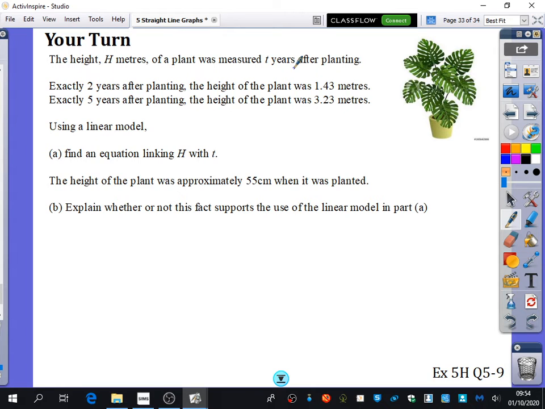So I want you first of all to find out an equation linking h with t. So I want to see a quick sketch of what this might look like. And then I want you to see whether you think you might be able to answer part B. So I'm going to give you a couple of minutes to do that yourself, and then I'm going to start putting my answers up on the board, and we'll talk about part B all together, okay?